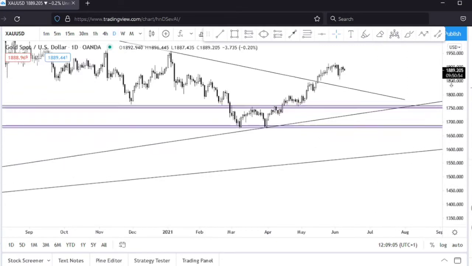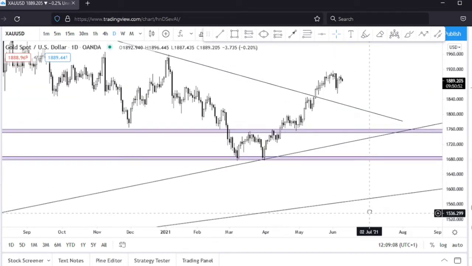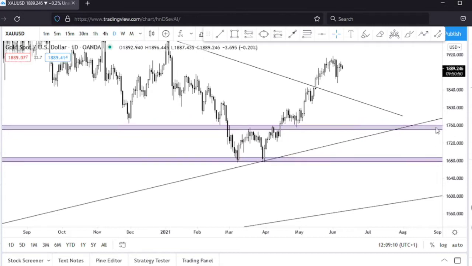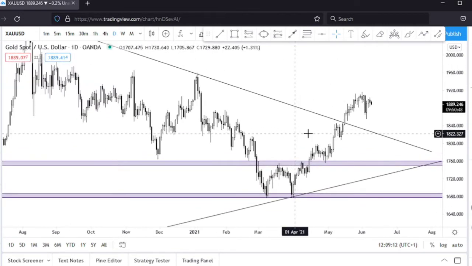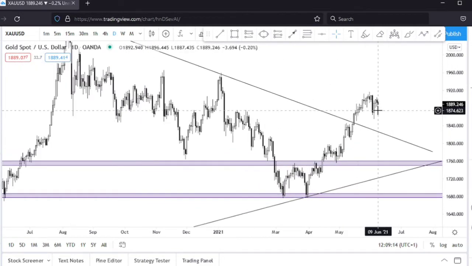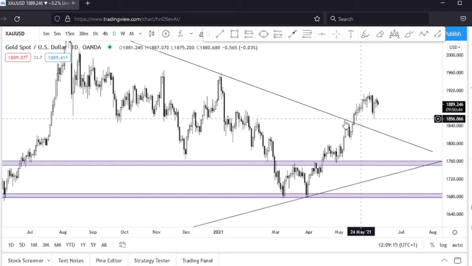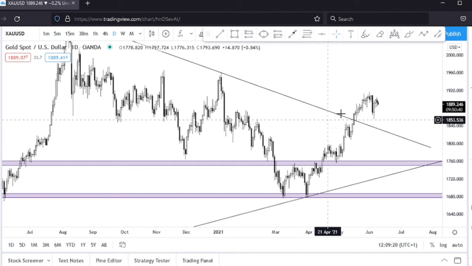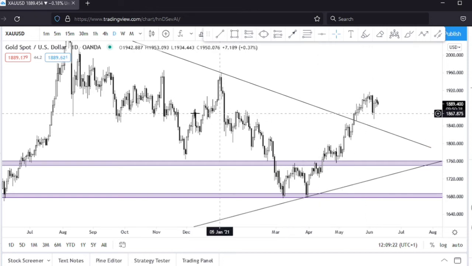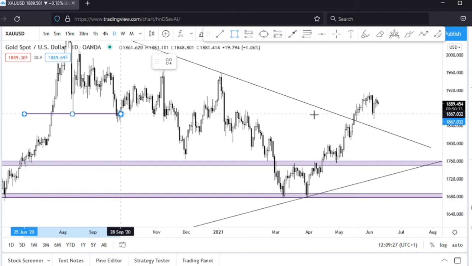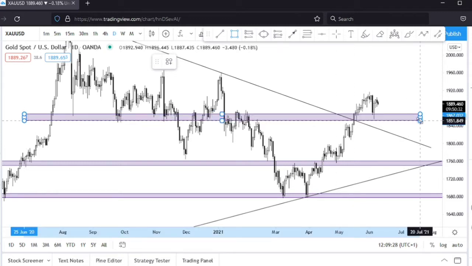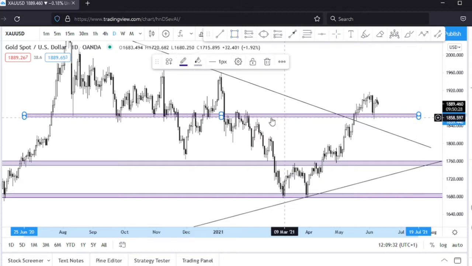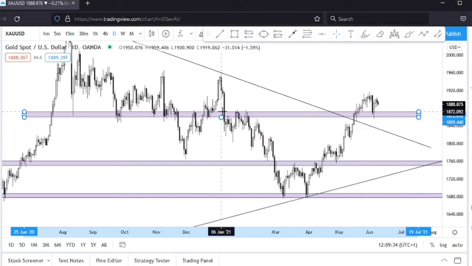So on the daily time frame, you can see that price has clearly broken off this downward trend line over here, and came back to retest the support level, as you will see shortly. So there's a support level over here that price has formed over here.